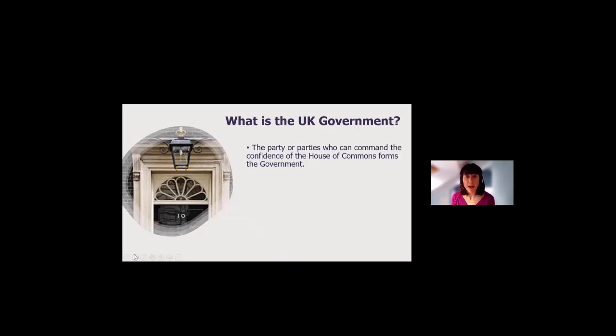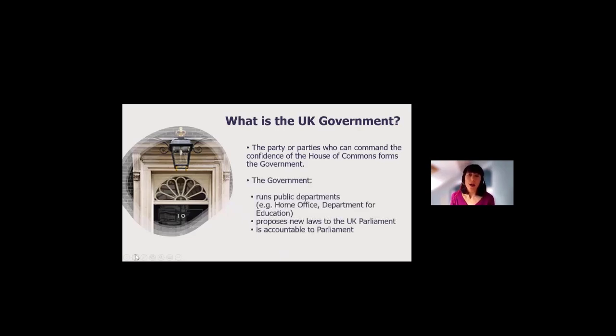So that is the theory of it. The government can usually demonstrate this confidence by winning votes in the House of Commons. It doesn't always play out in exactly that way, but the theory of it is that's what gives the government its power. So what the government does is they run government departments, of course, the Home Office, Department for Education, Department for Work and Pensions, etc., and public services, of course, like the NHS.